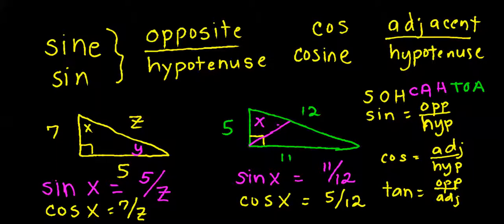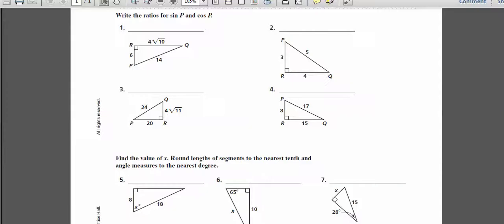So let's do some problems. Write the ratios for the sine of P and the cosine of P. I'll just go through these really quickly. This is angle P right here. Looking at angle P, my sine is the opposite side, which is 4 times the square root of 10 over the hypotenuse, which is 14. You do have to simplify when you have common factors. Since 4 and 14 both have the common factor of 2, I would simplify that to 2 times the square root of 10 over 7.